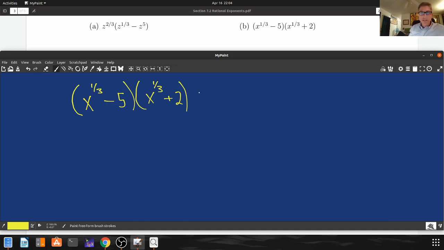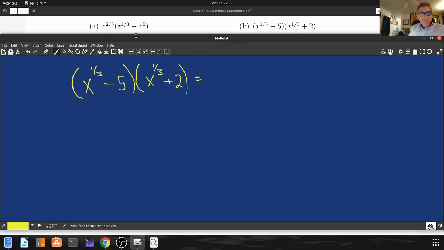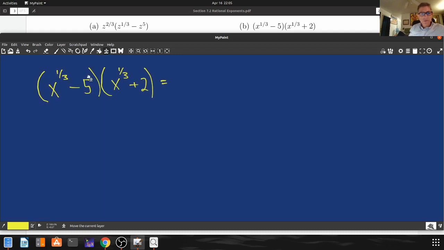Whether you articulated it or not is another story. That might be a good Canvas-based test question. So again, I take my first term, x to the 1/3, and I multiply it by the entirety of what's in parentheses, x to the 1/3 plus 2. Then I take my second term, which is minus 5, and I multiply it by all of the second factor.